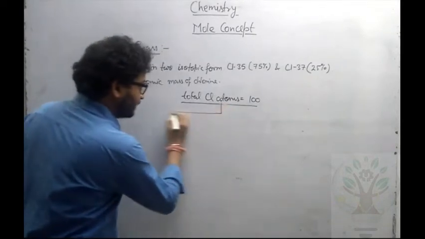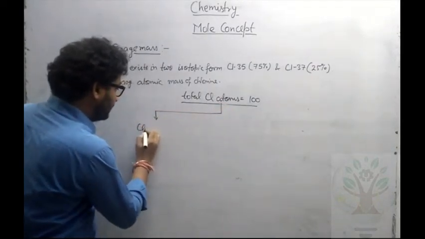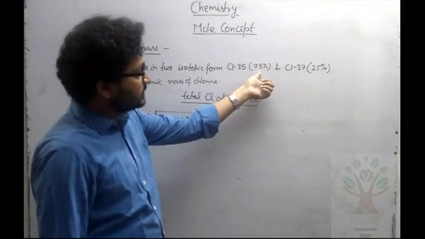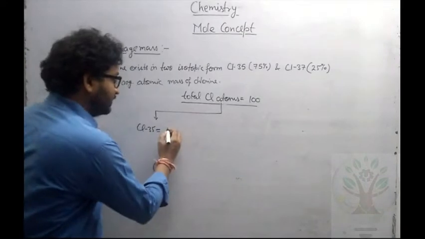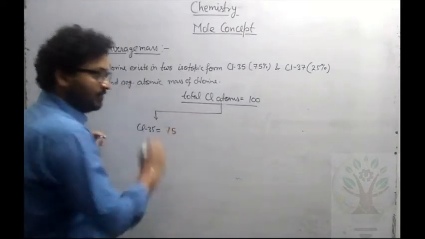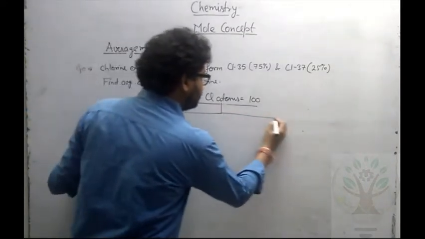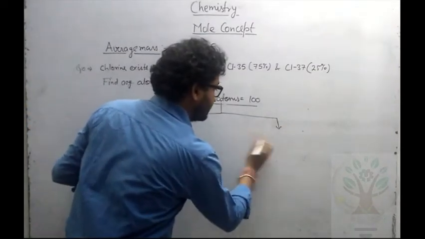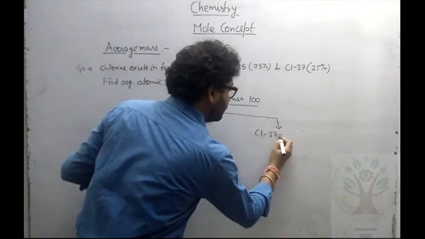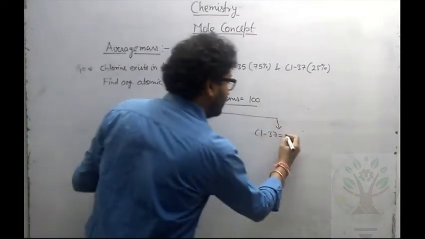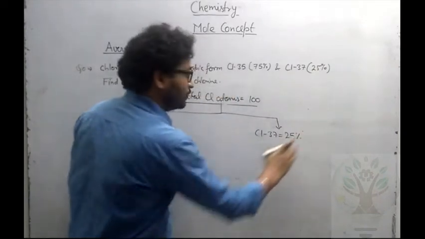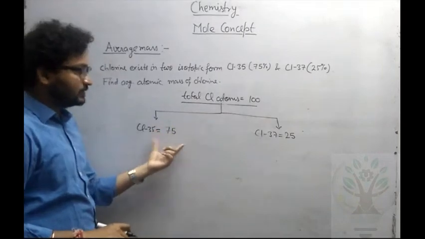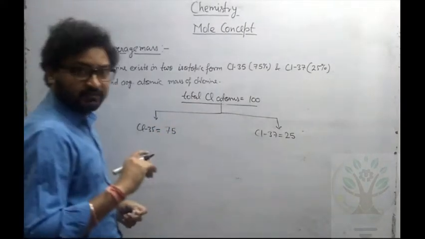So if I talk about chlorine 35, can you tell me the number of chlorine 35 atoms? Chlorine 35 is 75 percent, so chlorine 35 will be 75 atoms. What will be chlorine 37? Chlorine 37 will be 25. The reason is that chlorine 37 was 25% and chlorine 35 was 75%.